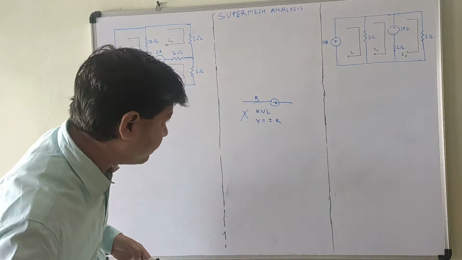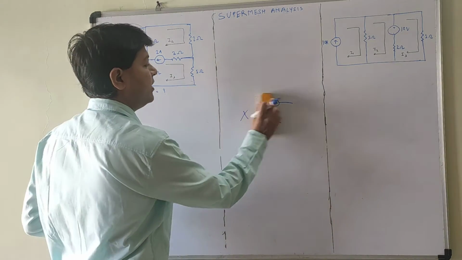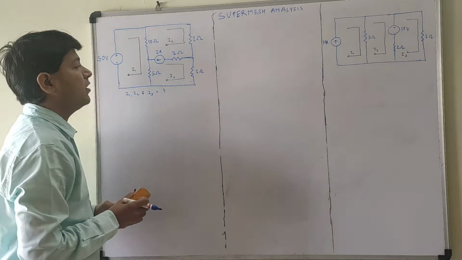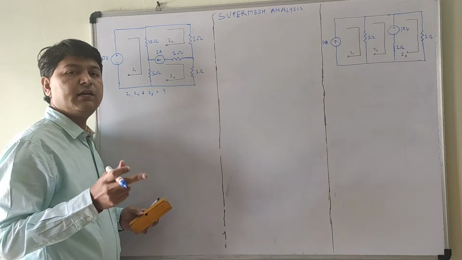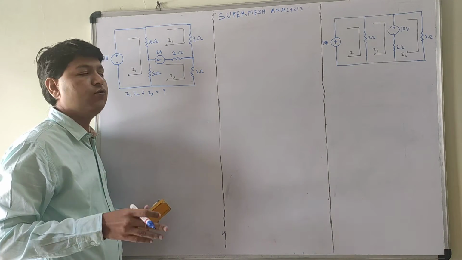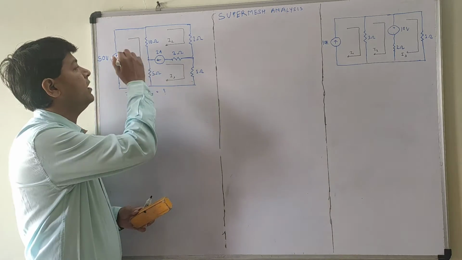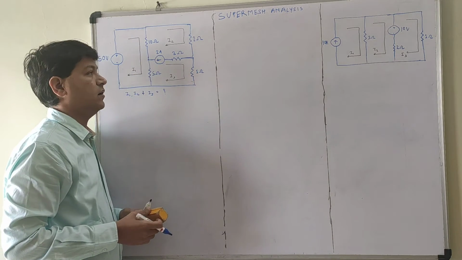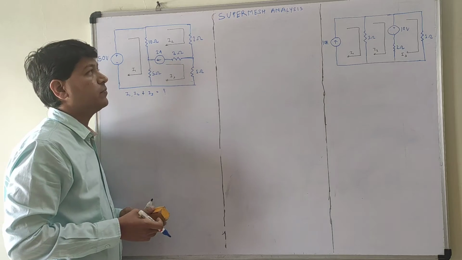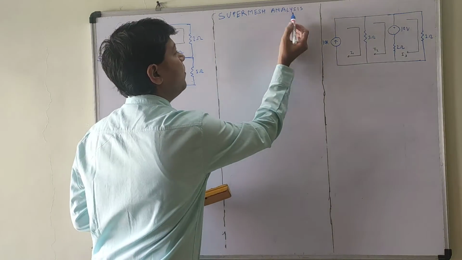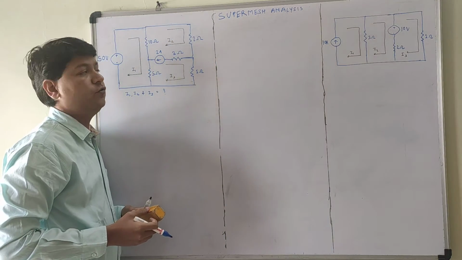So in any mesh, if a current source is coming, mesh analysis fails to calculate the current flowing through the circuit. So what is the solution for this? We have to go for super mesh analysis.